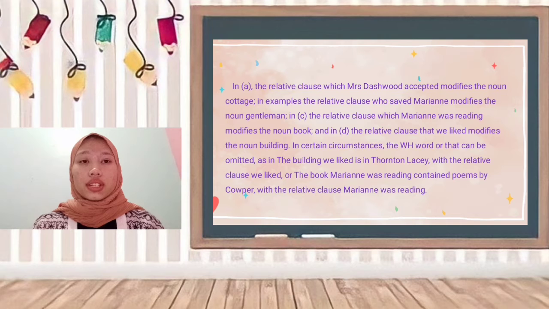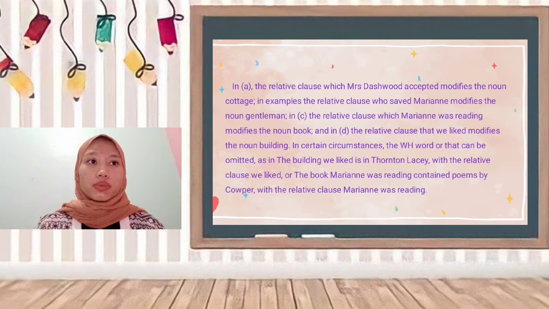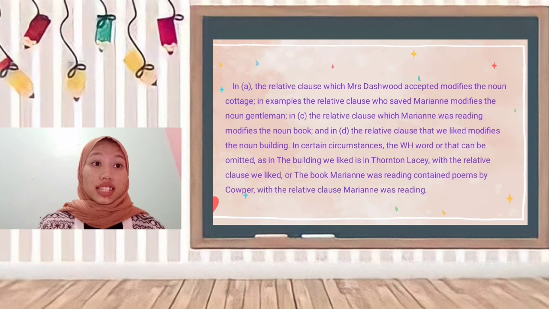In A, the relative clause which Mrs. Dashwood accepted modifies the noun cottage. In B, the relative clause who saved Marianne modifies the noun gentleman. In C, the relative clause which Marianne was reading modifies the noun book. And in D, the relative clause that we liked modifies the noun building. In certain circumstances, the WH word or that can be omitted, as in the building we liked is in Thornton Lacey, with the relative clause we liked, or the book Marianne was reading contained poems by Cowper, with the relative clause Marianne was reading.